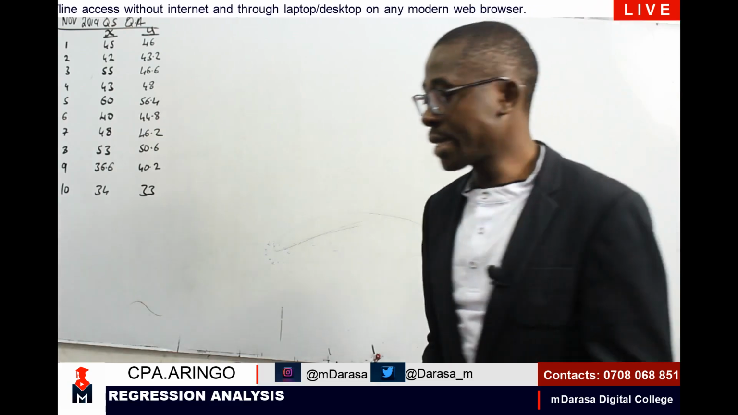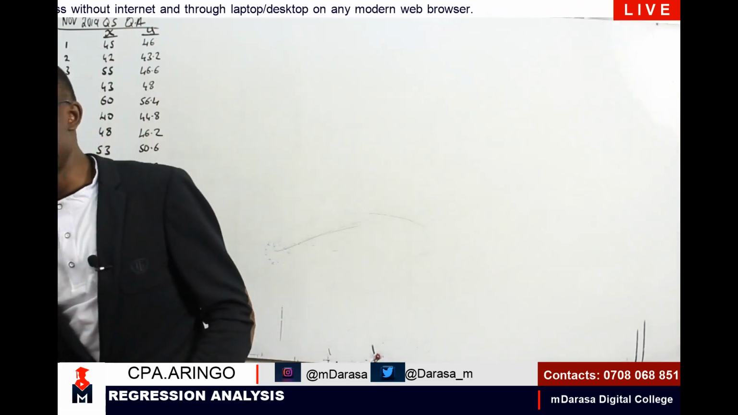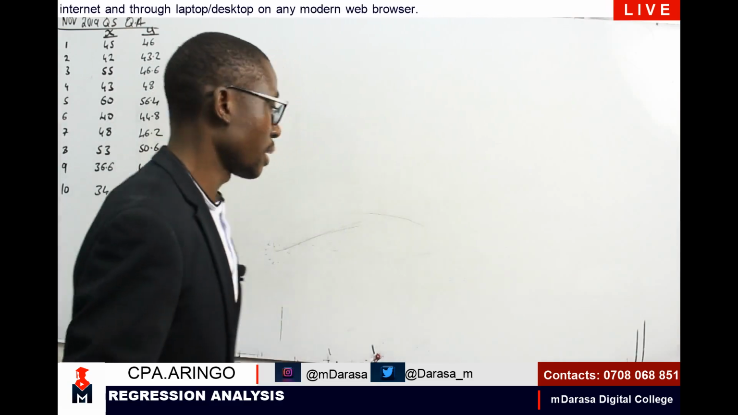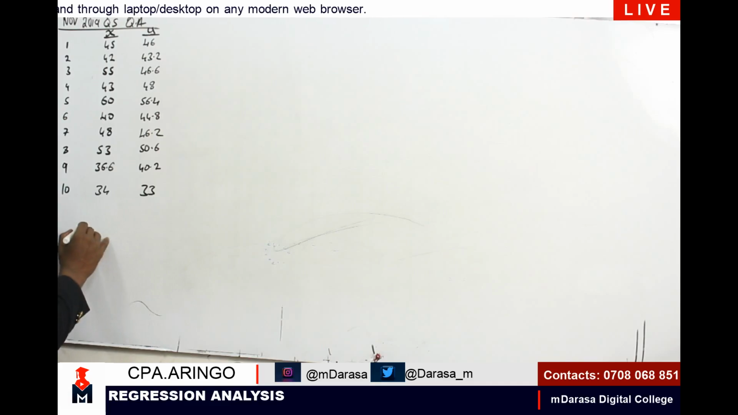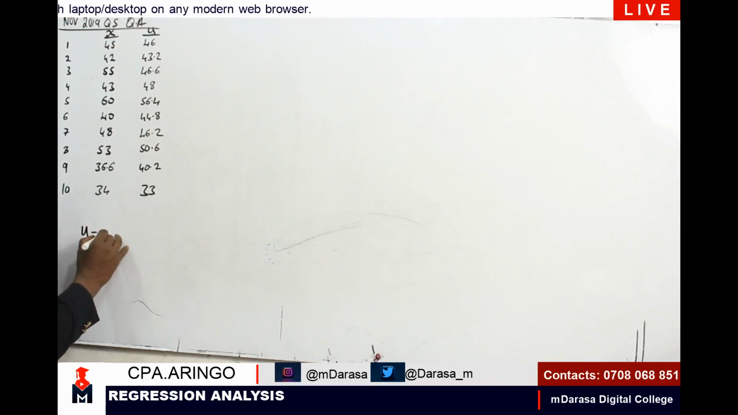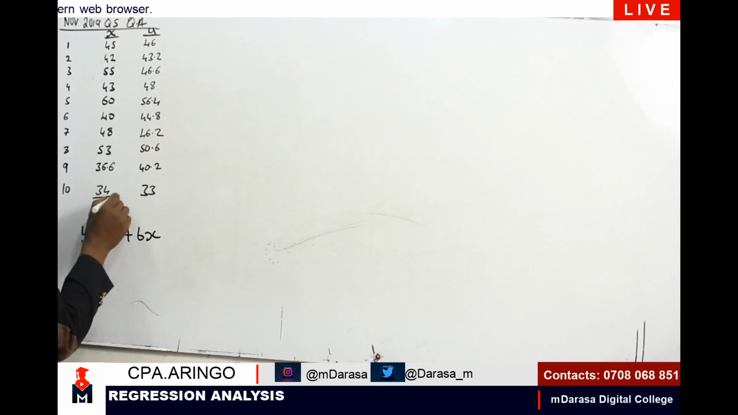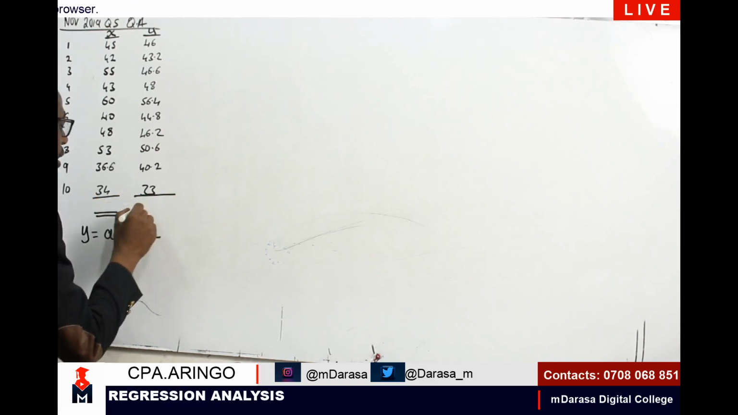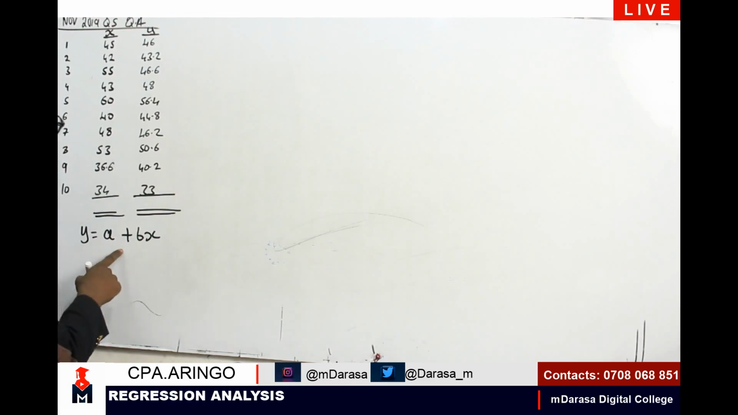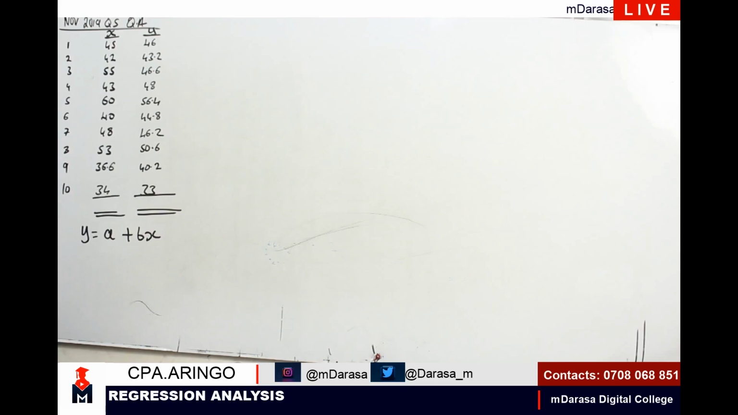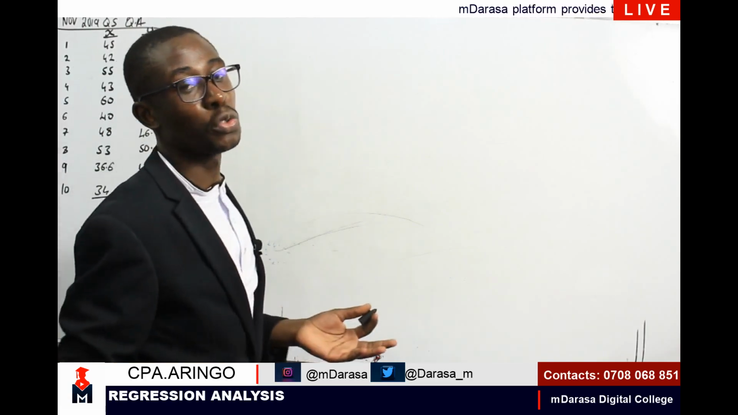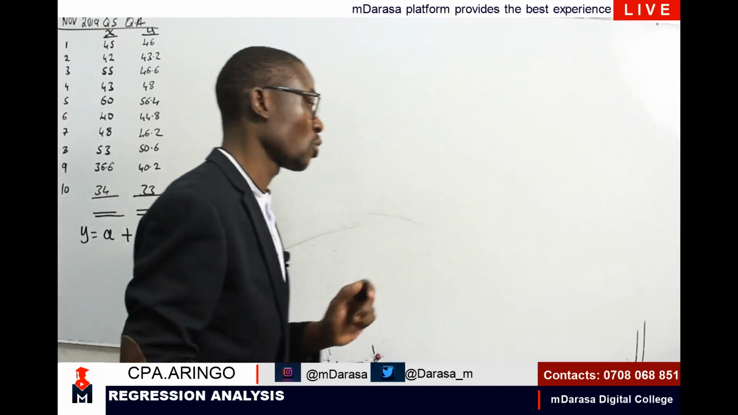So the next question that you're going to ask yourself is, you know very well that your cost predictor equation is always in the form of y is equal to a plus bx. That is what you need to identify. Then ask yourself this question: do you know how to determine the value of b? And do you know how to determine the value of a?